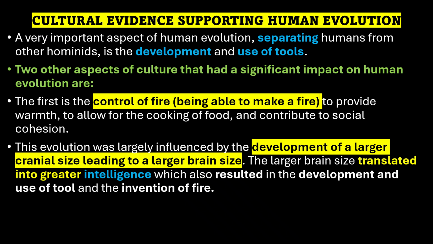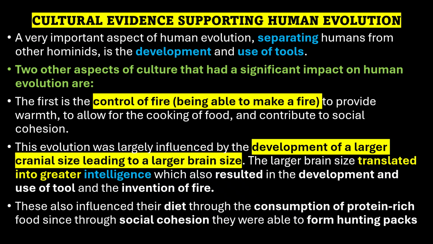This evolution was largely influenced by the development of a larger cranial size leading to a larger brain size. The larger brain size translated into greater intelligence, which also resulted in the development and the use of tools and the invention of fire. These also influenced their diet through the consumption of protein-rich food, since through social cohesion, they were able to form hunting packs. So it is trying to explain how humans invented culture through the development and the use of tools.